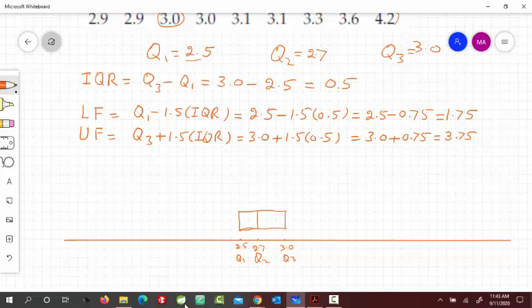The lower fence is 1.75. Starting from 2.5, we go 2.4, 2.3, 2.2, 2.1, 2.0, 1.9, 1.8, and 1.75 would be here. Similarly, the upper fence is 3.75, so between 3.7 and 3.8 would be here.